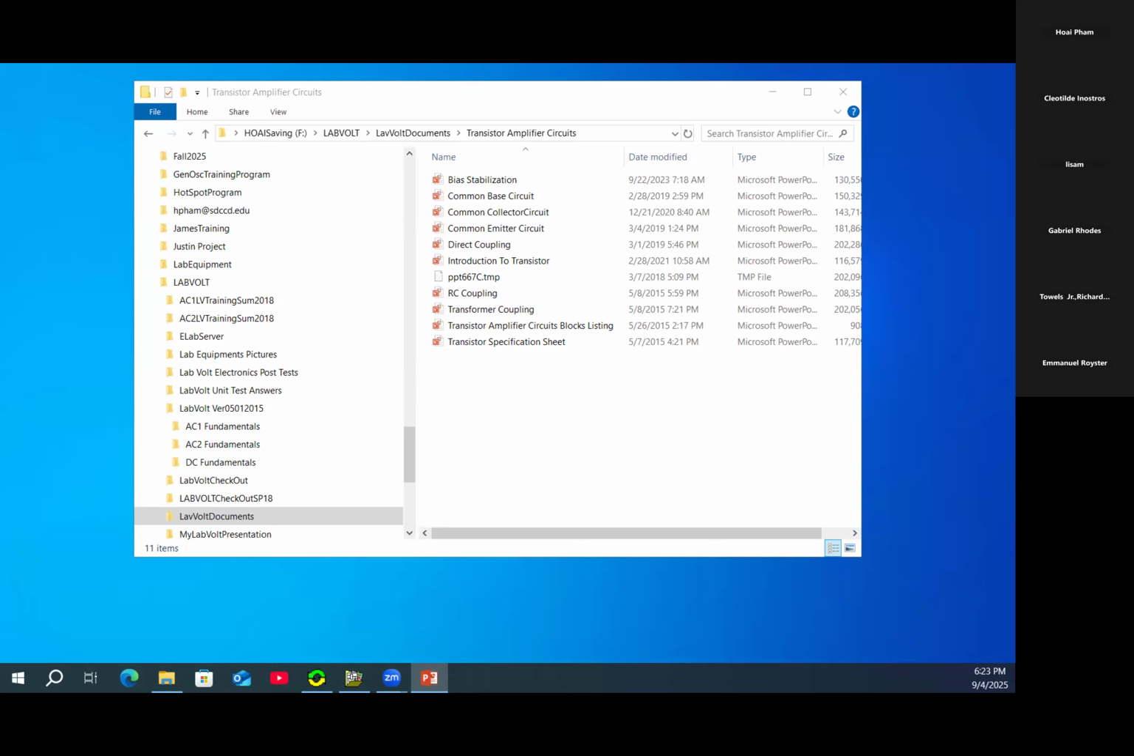Are we all looking at something right now? I only see his. Yeah, I was like, am I supposed to be looking at something? I think I only see the documents from the Lab-Volt documents. I don't see an actual file being pulled up or anything.